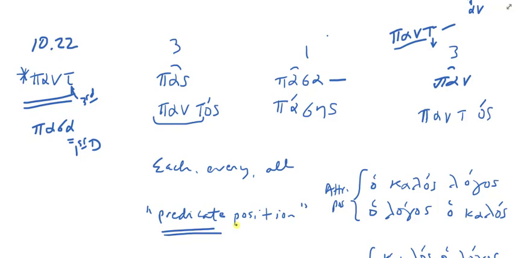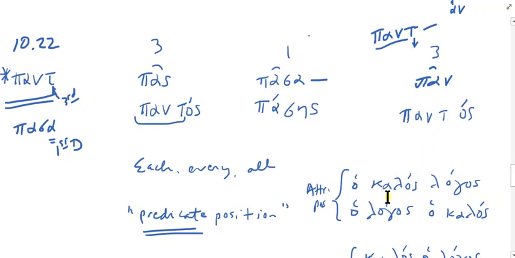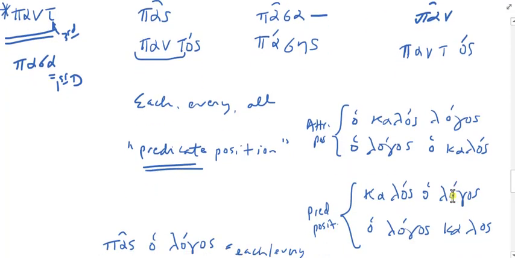All right, so look at my examples here. With kalos, a normal adjective, I'm going to use it either in the first attributive position or the second. Ho kalos logos and ho logos ho kalos means the good or the excellent word. Okay? But look at what happens here. When I put it in the predicate position, kalos ho logos and ho logos kalos, notice there's no article before these adjectives. I have to add is in my sentence. The word is good, or good is the word.